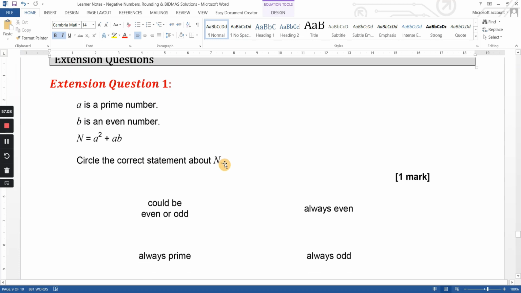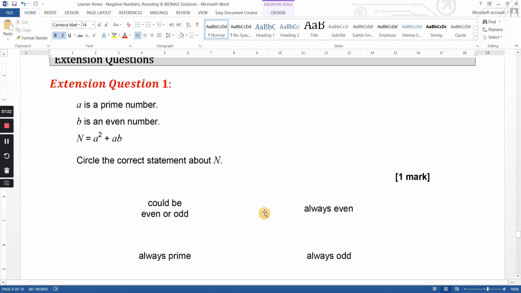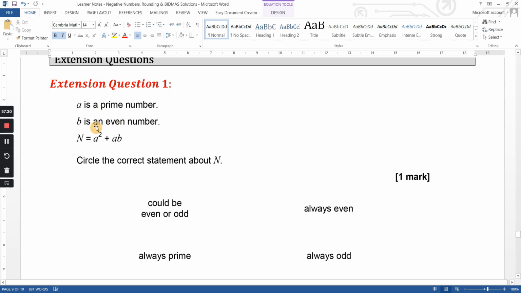So extension question 1: a is a prime number, b is an even number. So we've got n equal to a squared plus ab. Circle the correct statement about n. So you've got 4 different options. This is a typical AQA higher question, to be honest, and you've got multiple choice, so it's only 1 mark. So me personally, I would use a couple of examples just to give me an idea of whether it's going to be odd or even, or if it's always going to be prime or whatever. So don't spend ages on something like this, but just to give you an idea.